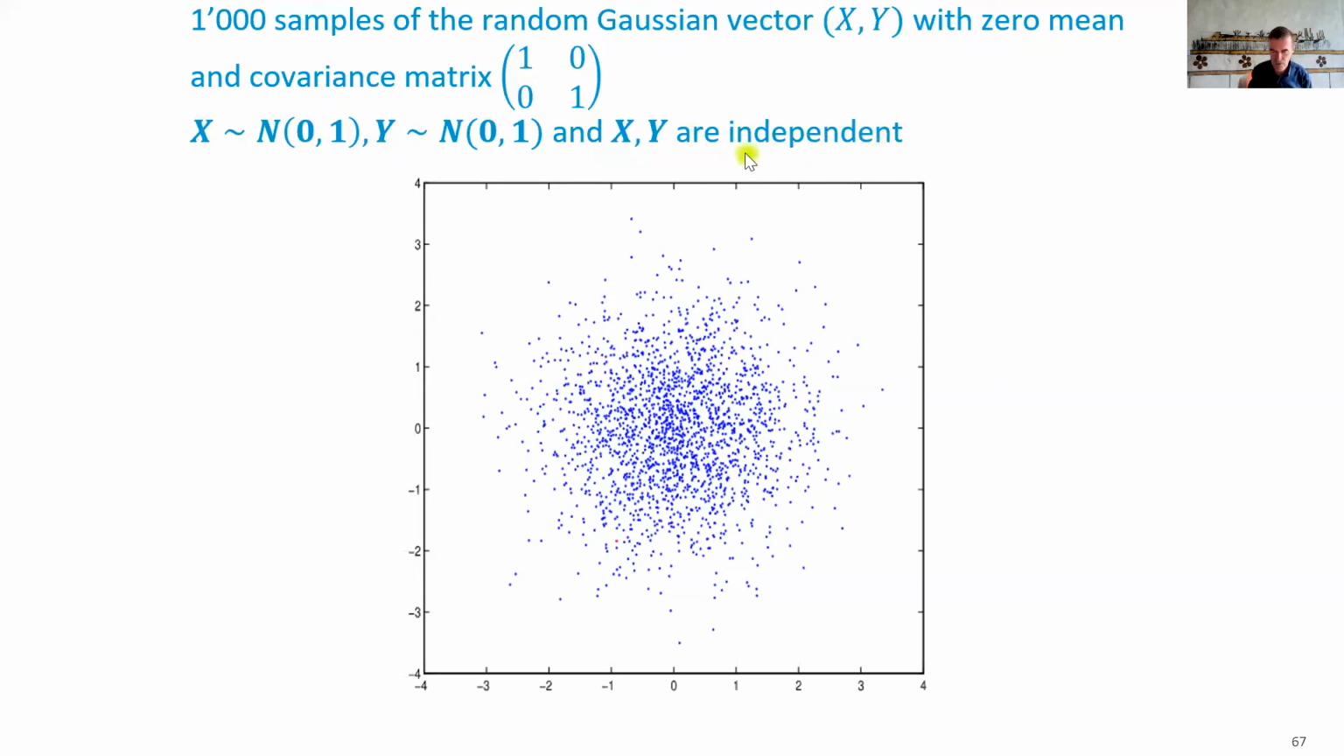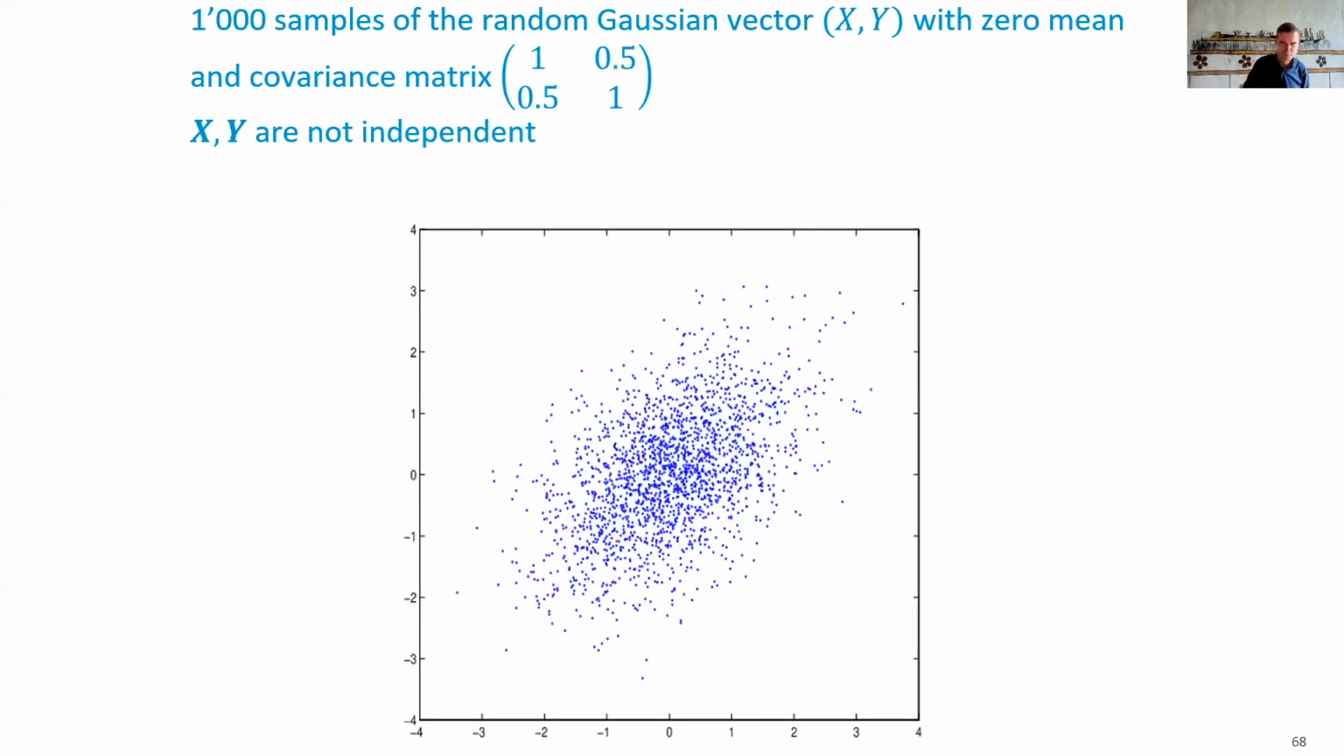For Gaussian vectors, non-correlation is the same as independence. Otherwise, as you will see in the quiz, in the exercise to be done after this course, it's not the case here.